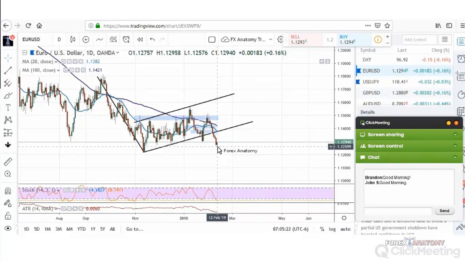Trends are established by creating new structure lows, new lower lows and new lower highs. So that's how trends are pretty much created.